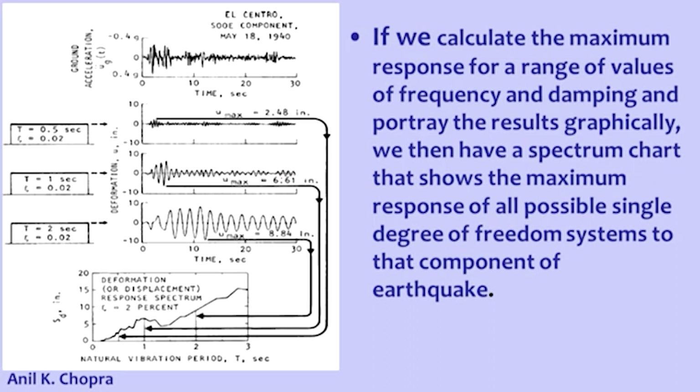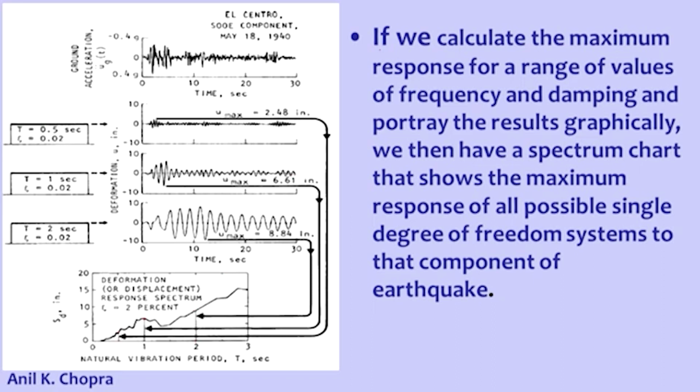Now the natural period of this structure is 0.5, so we put 0.5 on the x-axis. The natural period of this structure is 1 second, so we put 1 second on the x-axis. And the natural period of this structure is 2 seconds, so we put 2 seconds. The corresponding displacement values we plot on the y-axis. So this is a point, this is another point, another point. Now we take many more structures like this and plot this curve. This curve is called the response spectrum of displacement for the El Centro ground motion with damping assumed as 2%. So this is the concept of response spectrum, and this is how we construct it.